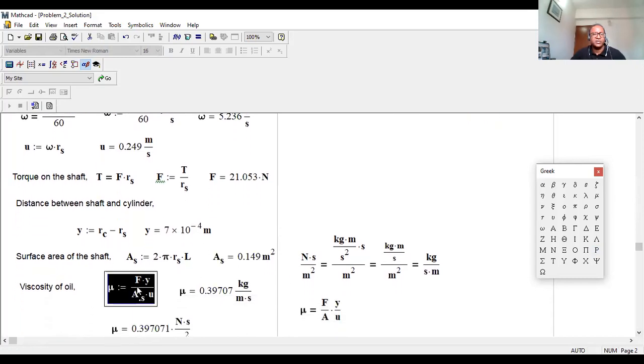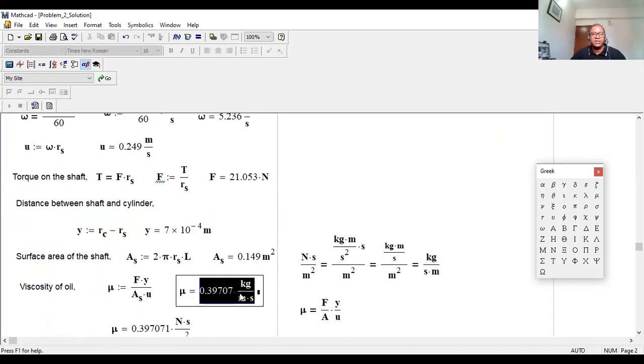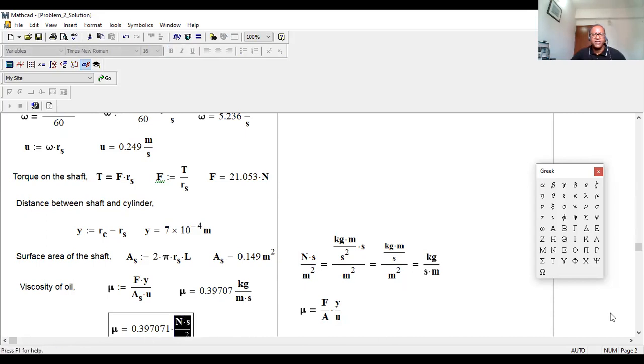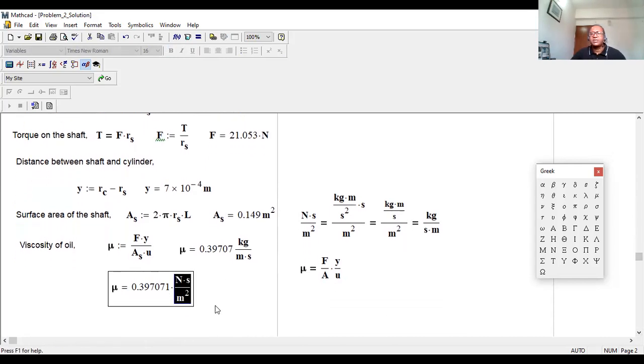This is our equation, and it immediately gives the unit kg meter per second. But what is our unit actually? Our unit is Newton second per meter square. This program is giving kg by meter second, and this is the same. The Newton you can write as kg meter per second square; then you put the second over here and simplify, and you get the same thing. So kg per meter second equals Newton second per meter square. This is the result.